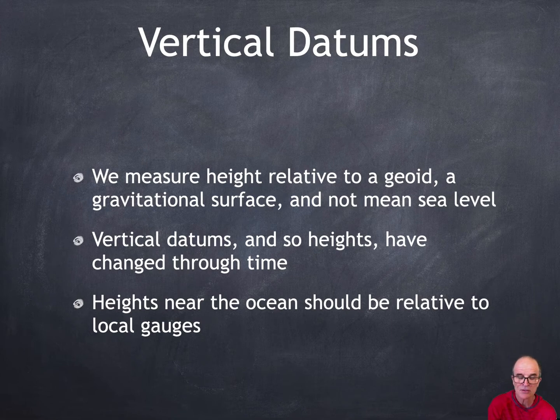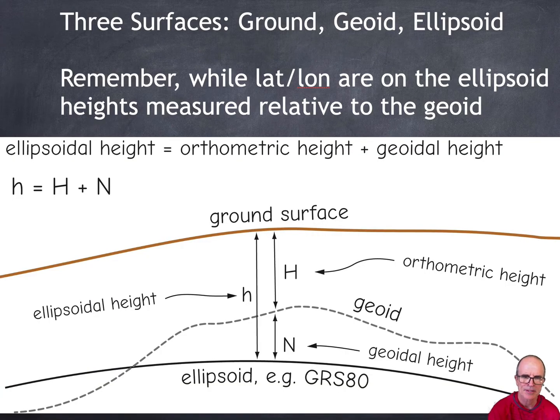If we're really interested in water heights near the ocean, we do measurements relative to local long-term tidal gauges. So the height surface that we use for heights everywhere else doesn't give us a sea level height near the ocean, and we have to adjust or realize that. Hopefully it will become clear after this lecture why that counterintuitive thing happens.